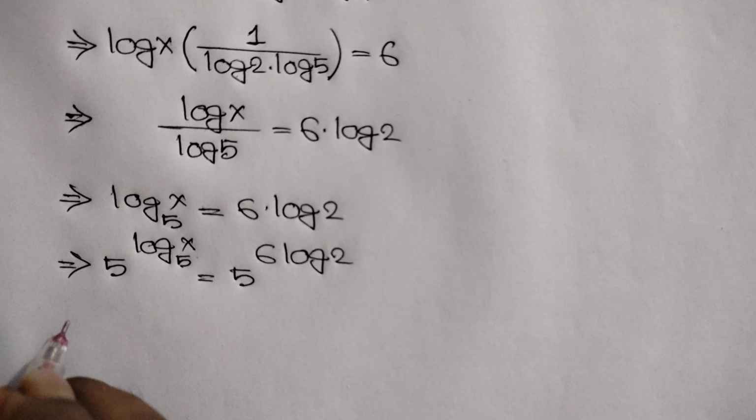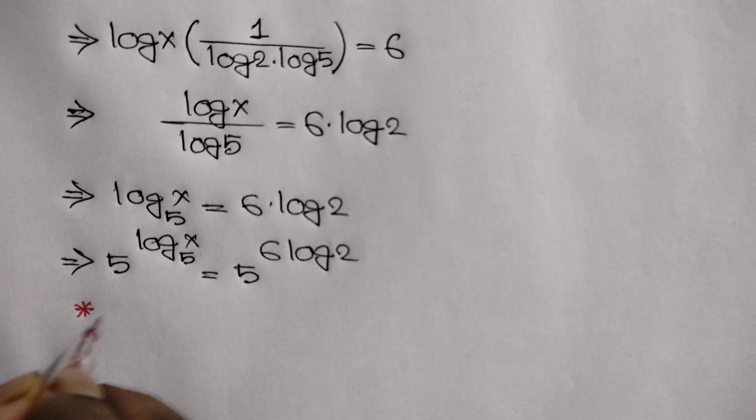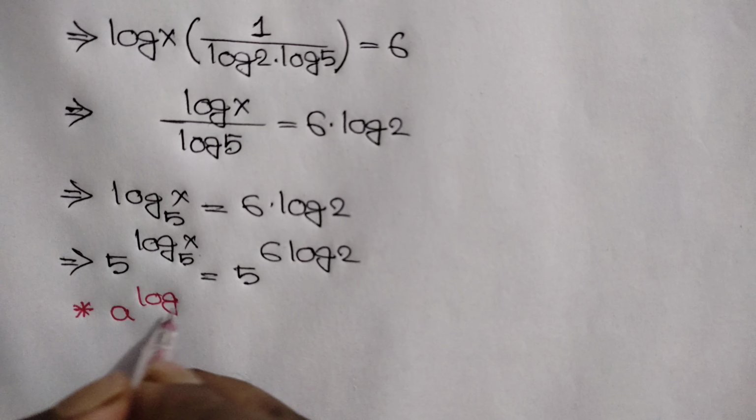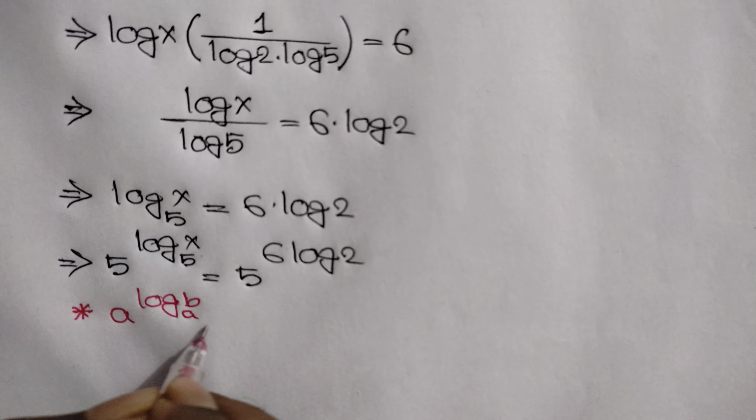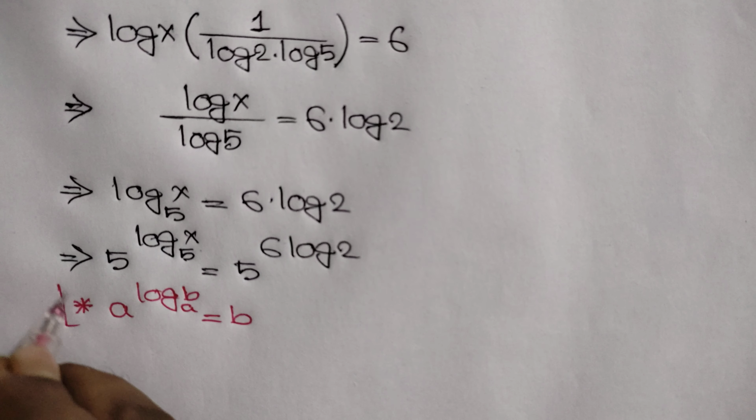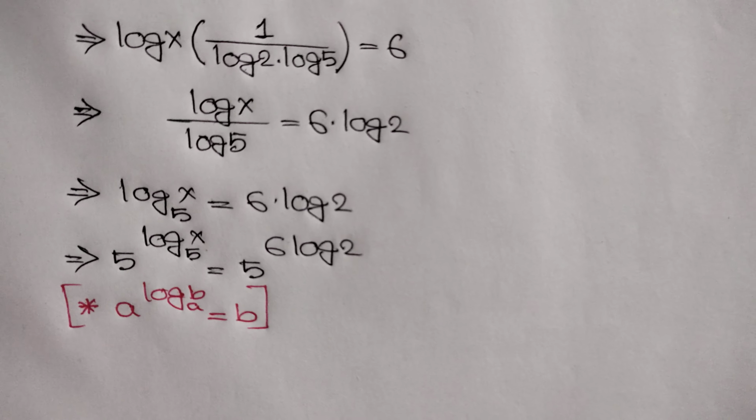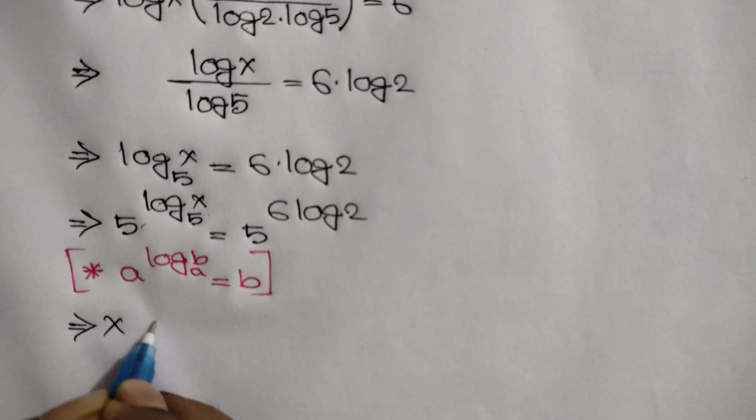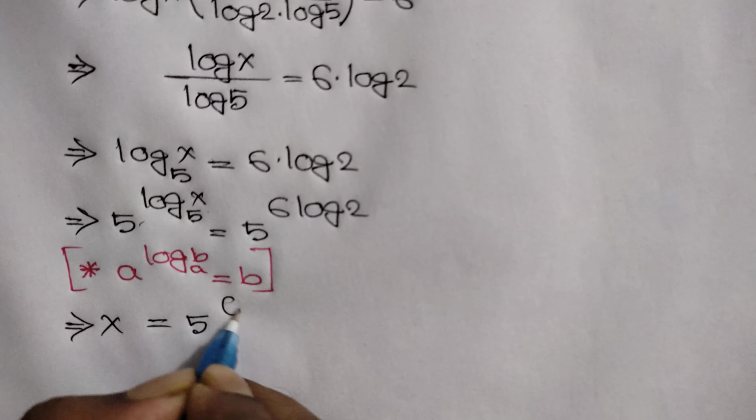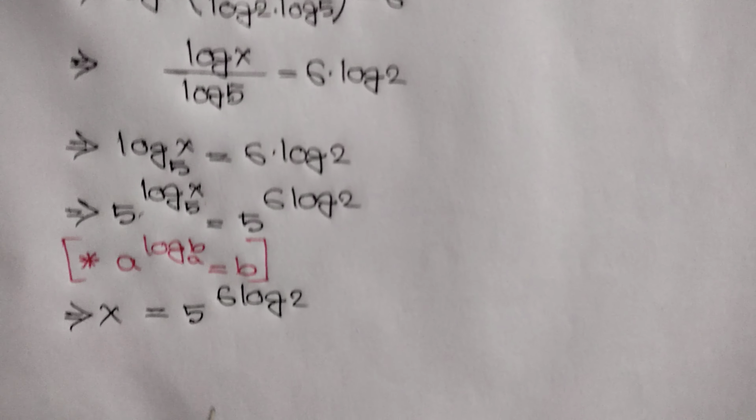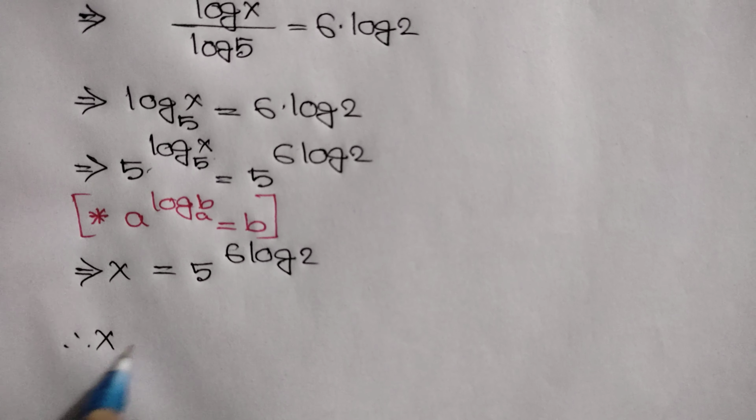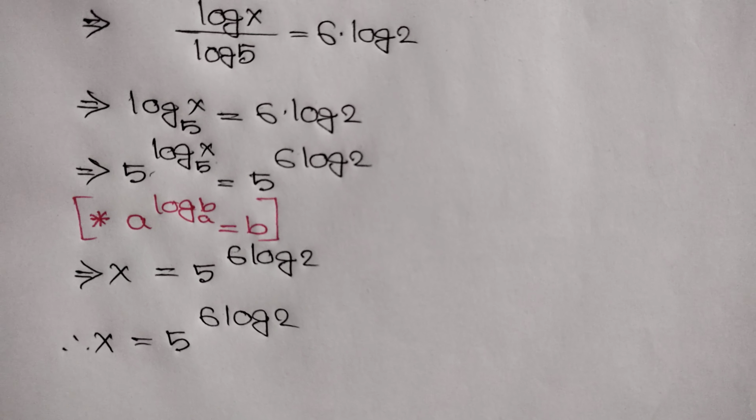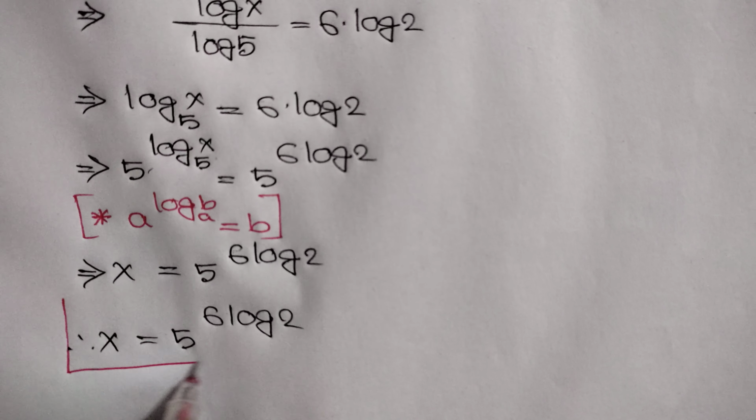Now we know another logarithm formula: a to the power log of b base a is equal to b. Now apply this formula. Here we will get x, or x is equal to 5 to the power 6 times log of 2. So our final answer is x is equal to 5 to the power 6 times log of 2, and it is our final answer.